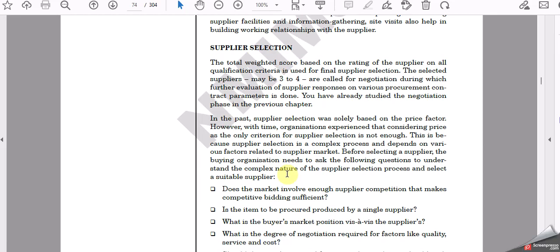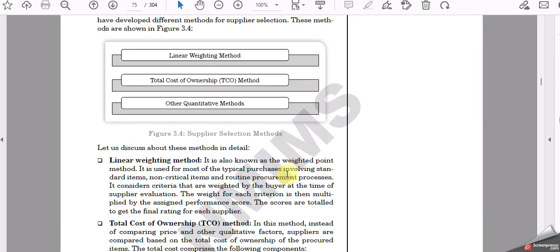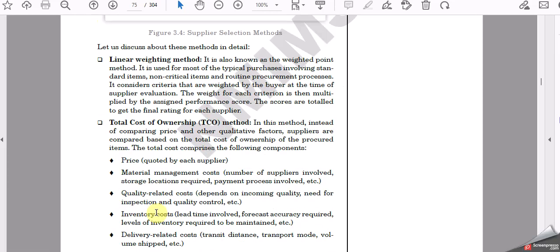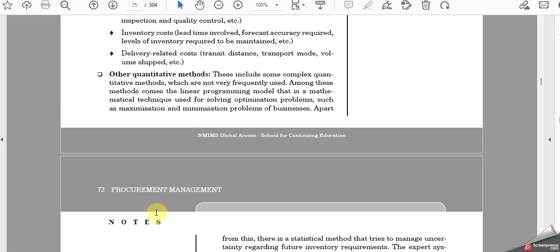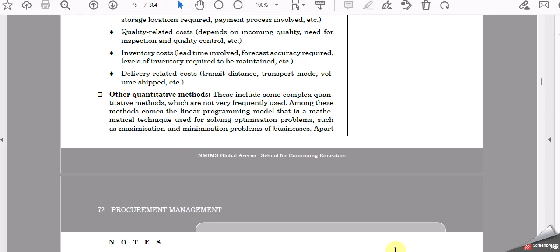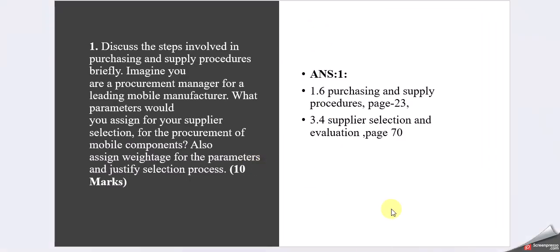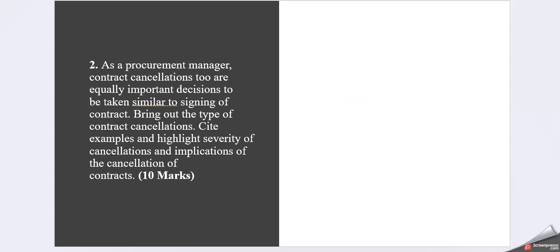For supplier selection, the weightage is provided. There are three methodologies, and you have to select one of them and then answer why you have selected it, to justify your answer. Okay, going to the second question.